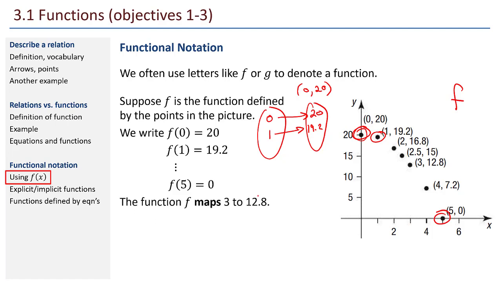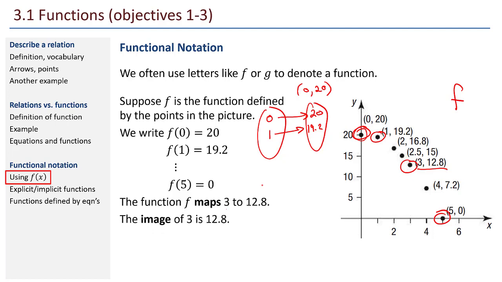We have a few ways of describing how the function works that are all the same. One thing I've said is, you could say f of 3 is 12.8, so there's the point. F of 3 is 12.8. You can also say the function f maps 3 to 12.8. You hear that a lot. One number is mapped to another. 0 is mapped to 20. The function maps 1 to 19.2.